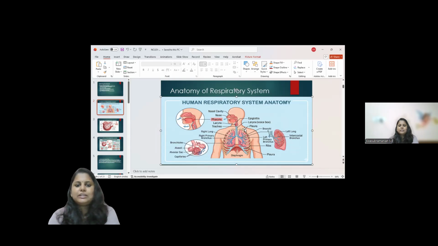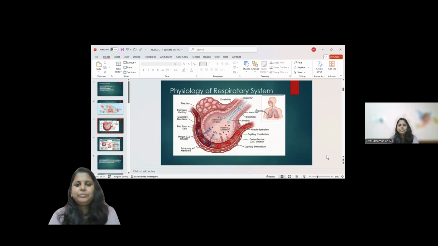Then the lower respiratory tract starts from the trachea. Just imagine the trachea as an upside down tree. So trachea is the trunk, the branches are bronchi, and the smaller branches are bronchioles. In the bronchioles, there are tiny sac-like structures called alveoli. Here is the major part where the gas exchange takes place. I hope now you understand the anatomy.